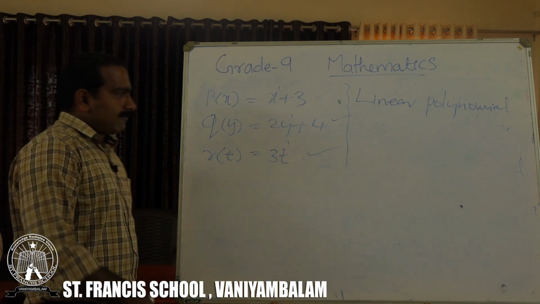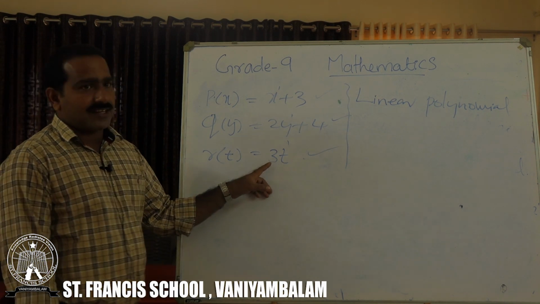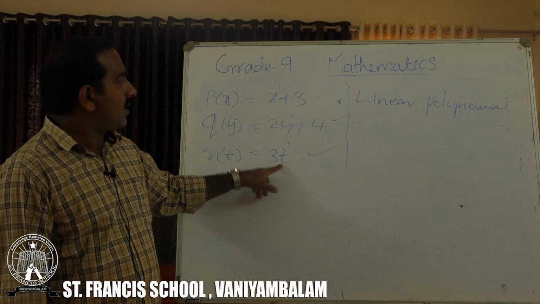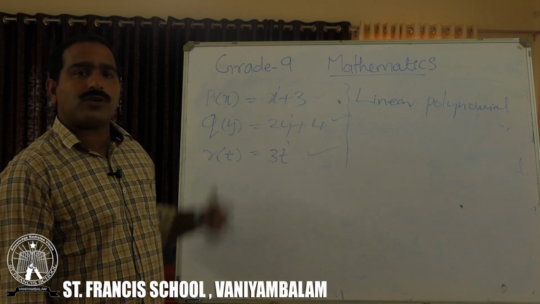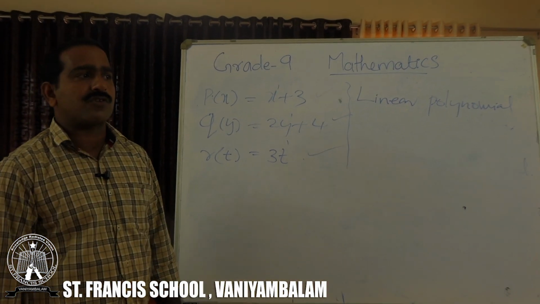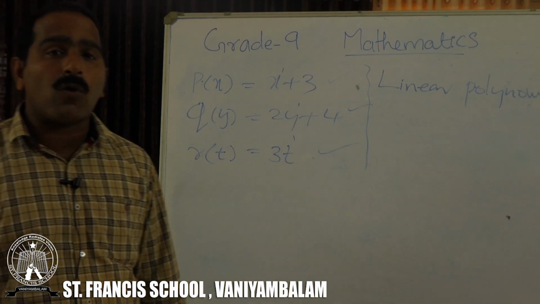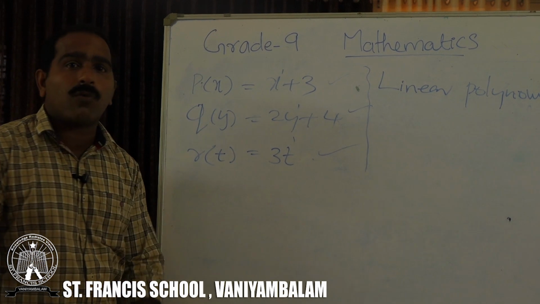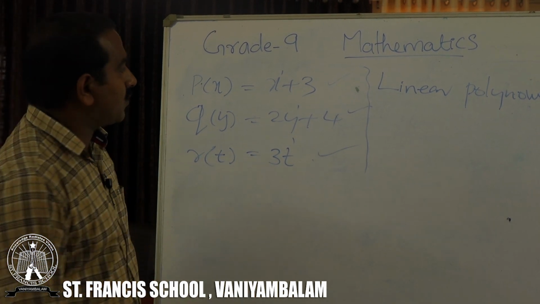Here this linear polynomial has only one term, but in the other two cases there are two terms. Then there is a question you can ask: can you write a linear polynomial with 3 terms? Is it possible? Can you write one or not?